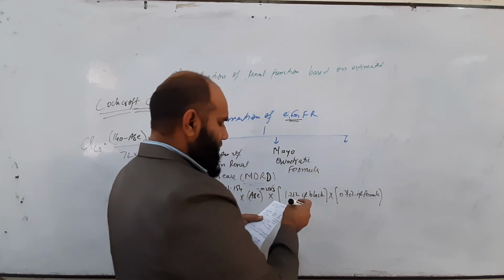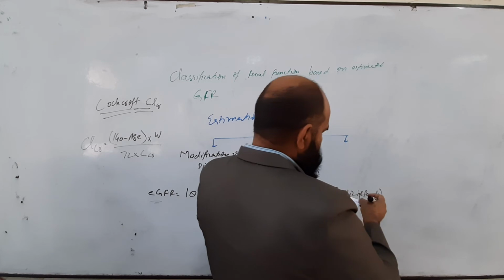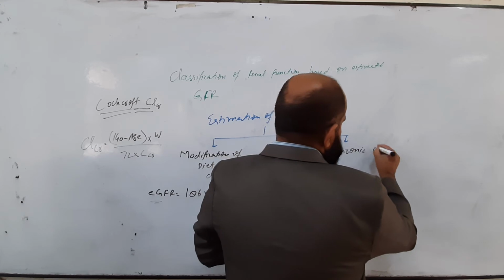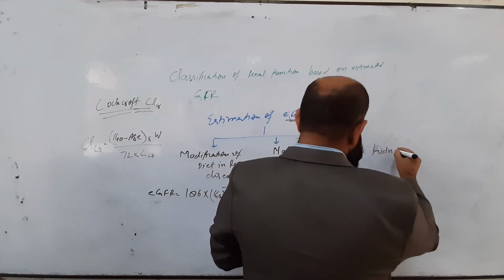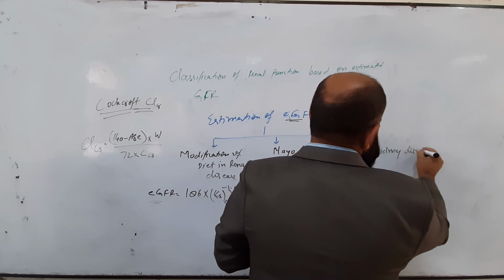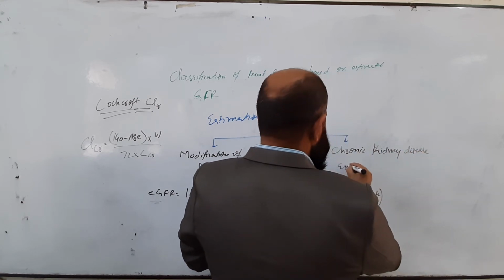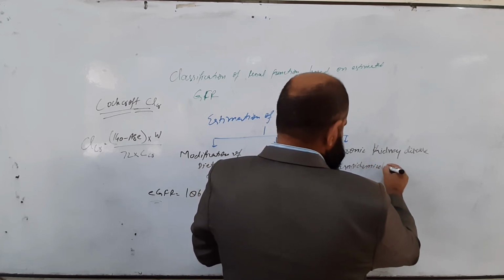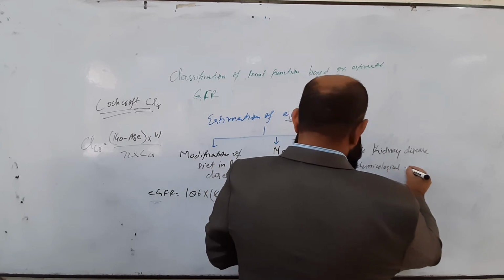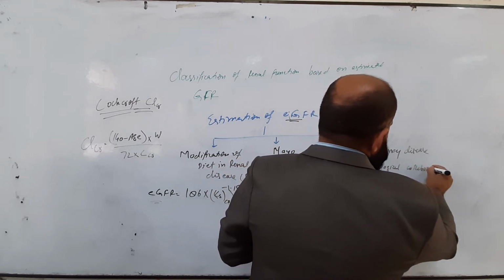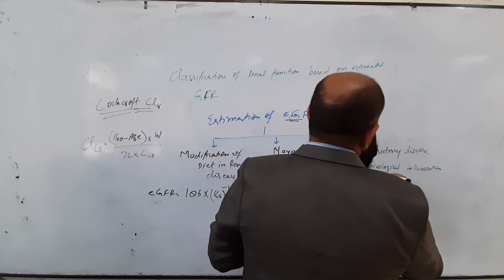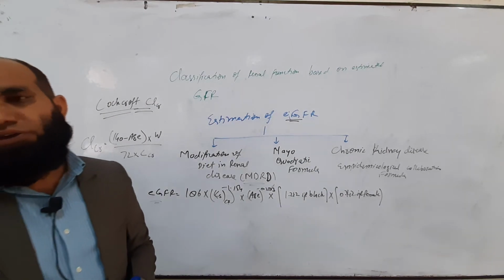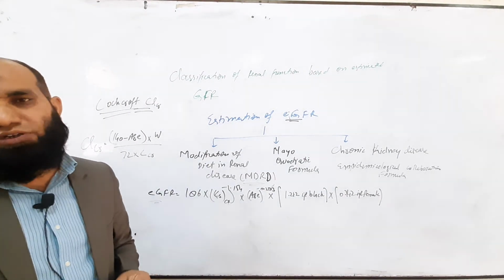And the third one is the chronic kidney disease epidemiological collaboration formula. There are three basic ways to calculate the estimated glomerular filtration rate.